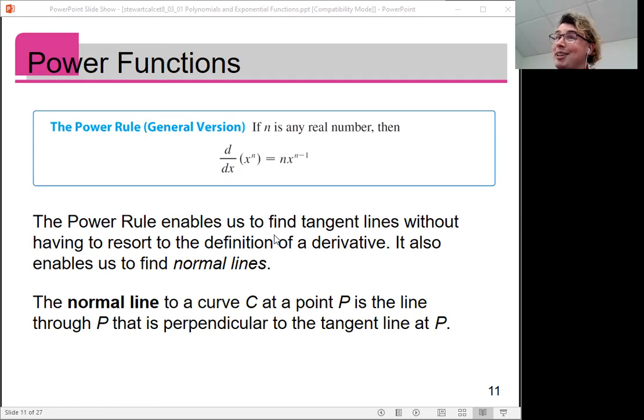Now, spoilers, this power rule actually works for any power. My exponent here doesn't have to be a whole number, right? It could be negative. It could be 0. It could be rational numbers. It could be irrational numbers. For any possible real number, still calling it n, the derivative of the function x to the power n is going to be n times x to the power n minus 1.